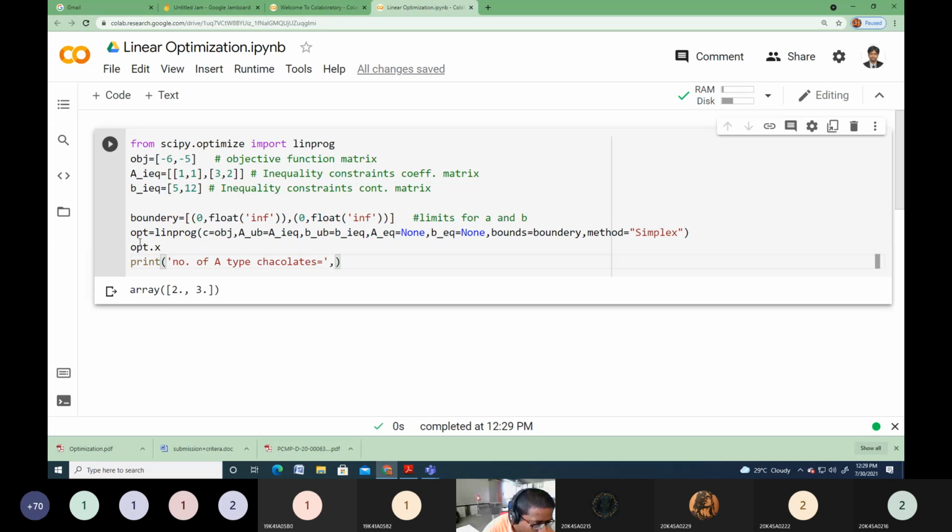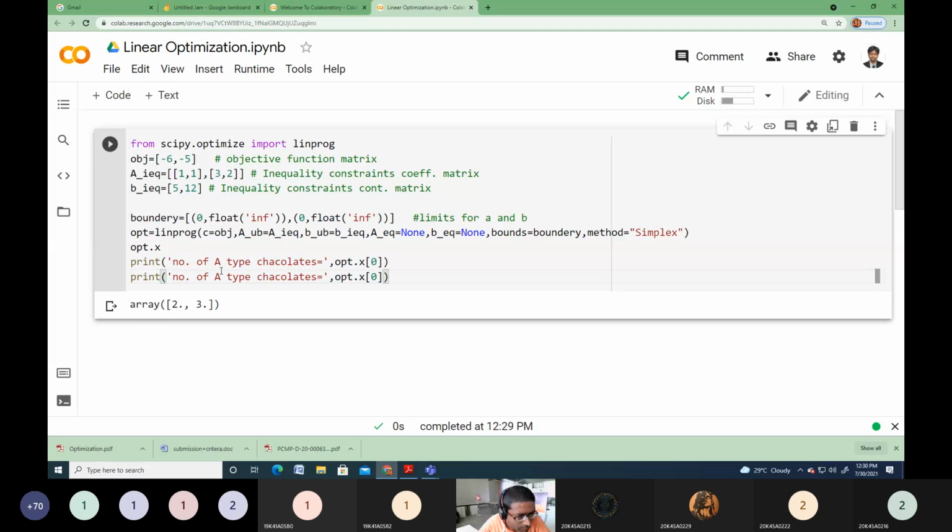So I want to write here OPT dot X. It will give the two values, out of which the first is represented with 0 and the second with 1. Actually in Python, index starts from 0, whereas in MATLAB index starts from 1. So the 0th index value represents the A type chocolate, the first index represents the B type chocolate. That's what I'm writing here. So number of B type chocolates equals the first index. You can execute it and get the complete solution.